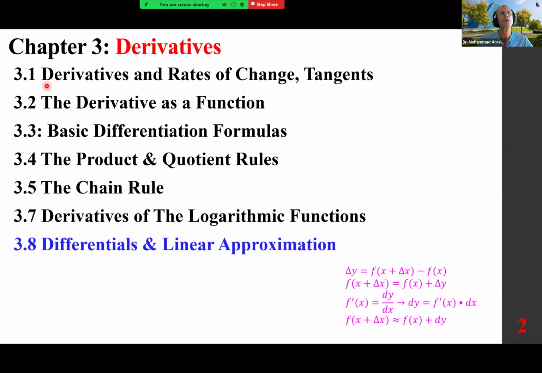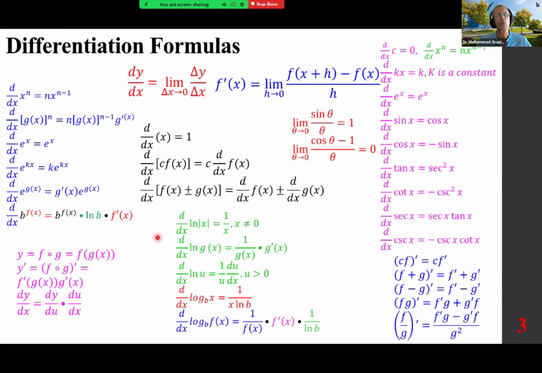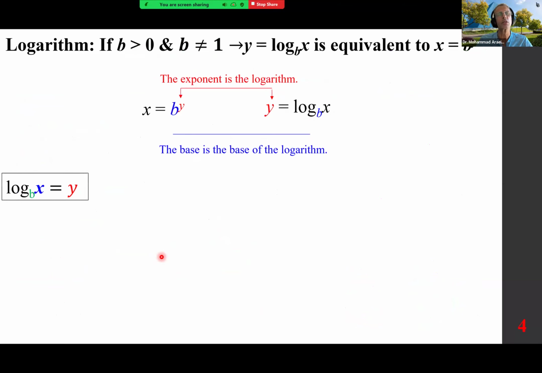We've covered derivatives and rates of change and its definition, the derivative as a function, basic differentiation formulas, the product and quotient rules, the chain rule, the derivative of the log, and now differentials and linear approximation. Here's the synopsis of that, which we are going to go over in a moment. We've had a lot of differentiation formulas. Hopefully we all remember them so we can easily move on to applications.